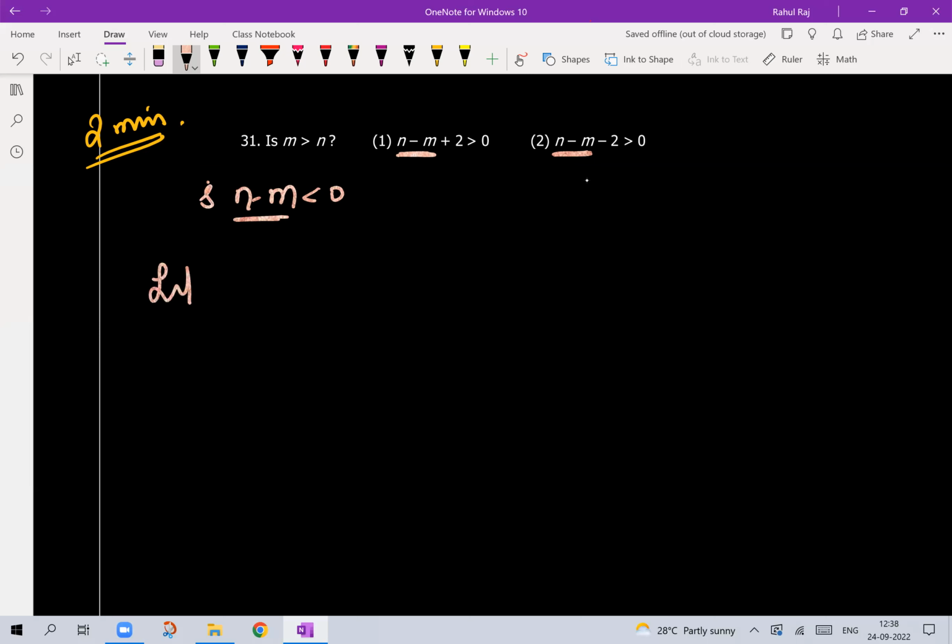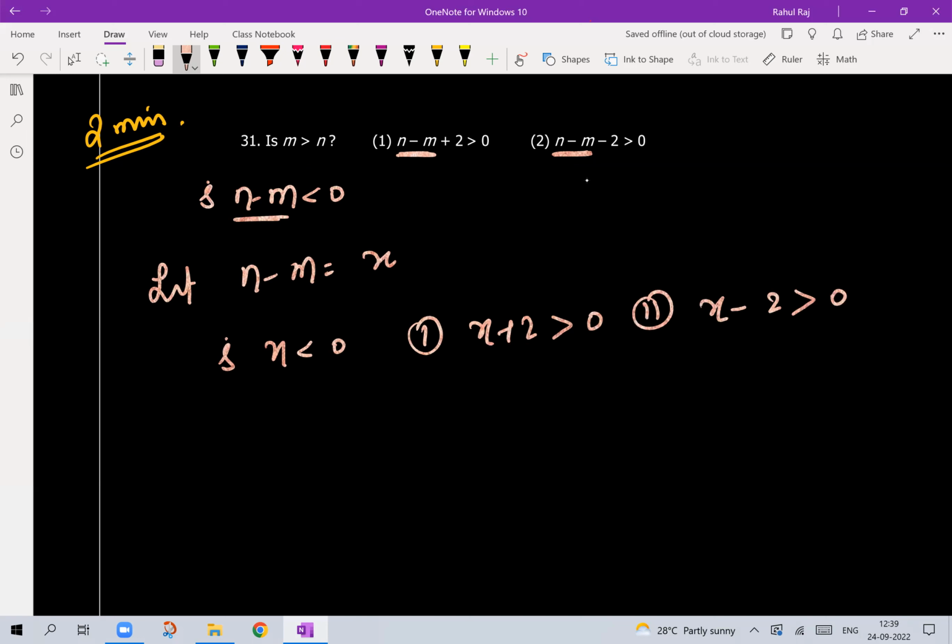Can I say let n minus m equal x? How does my question change? My question now becomes, is x less than 0? Option number 1 becomes x plus 2 is greater than 0. Option number 2 becomes x minus 2 is greater than 0. Now see, it is such an easy problem. It says, is x less than 0?